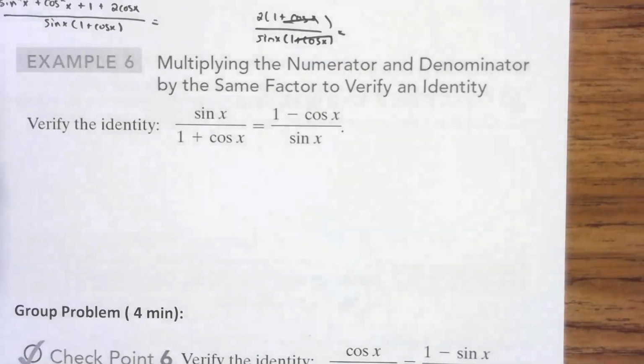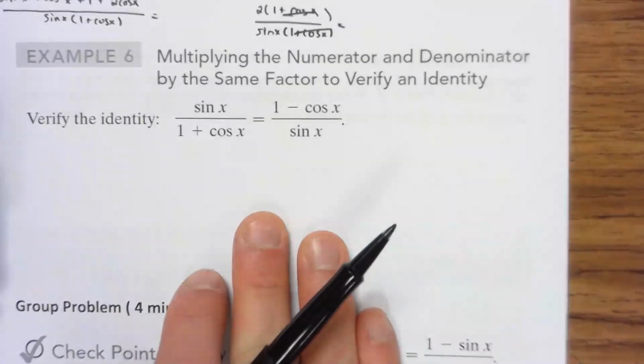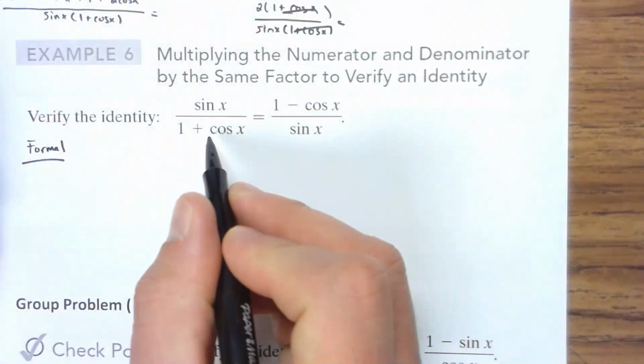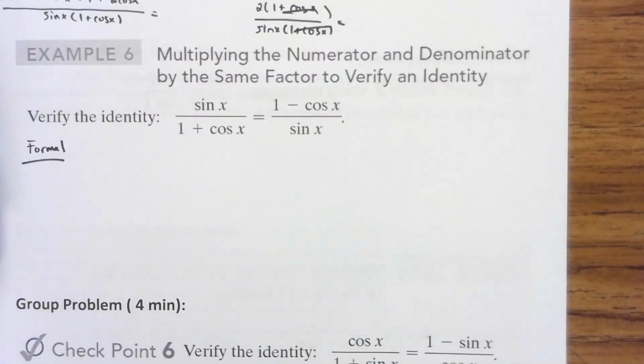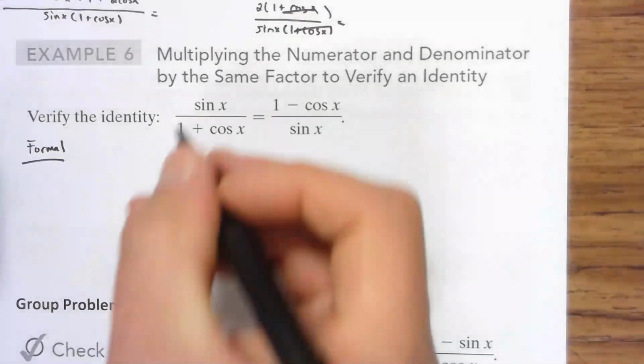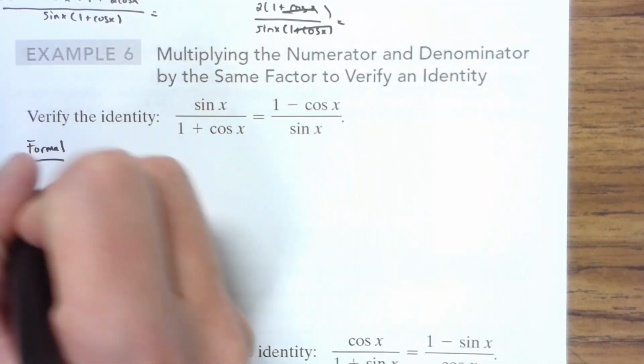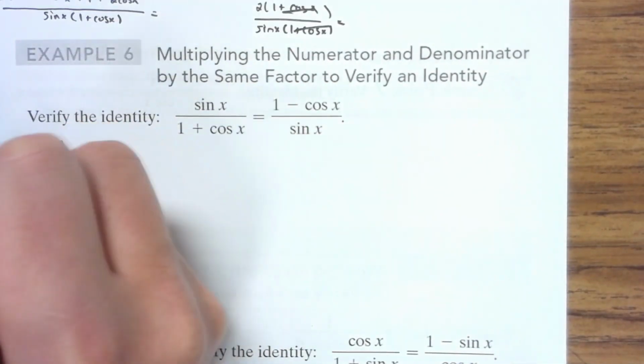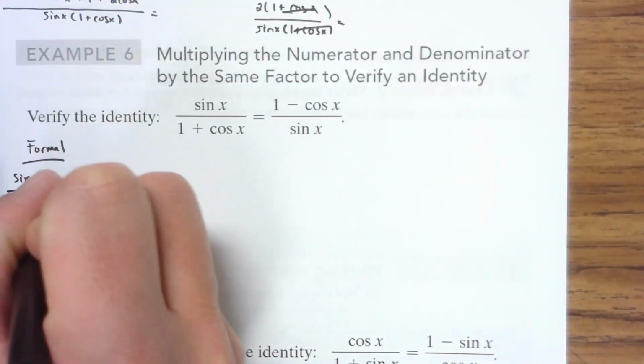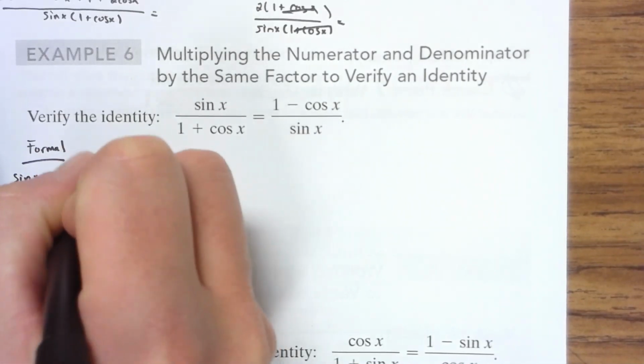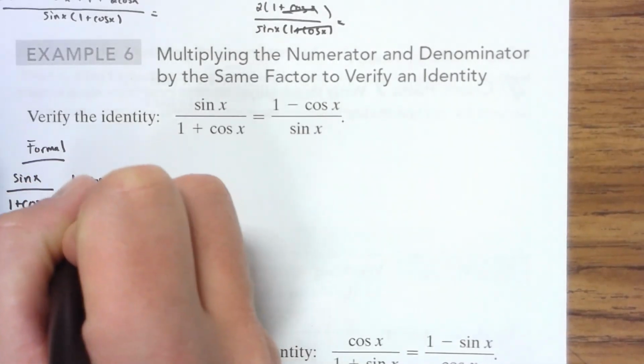Okay, so here's the formal way of doing it, and then I'm going to show us the way that we'll take a shortcut. So the formal method here is to recognize that our denominator, 1 plus cosine of x, has a conjugate pair that would allow us to get rid of just the basic cosine of x's. And so that would be taking the right side, sine of x, times 1 plus cosine of x, and multiplying it by its conjugate of 1 minus cosine of x.